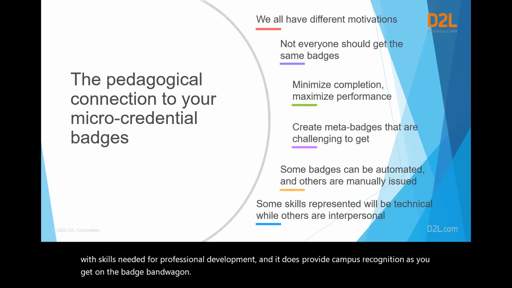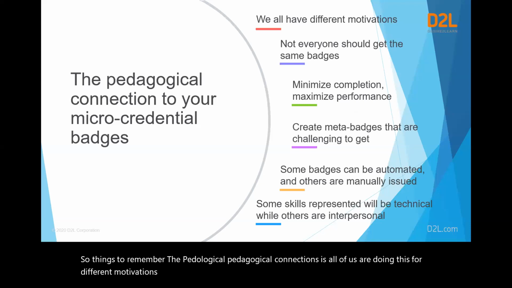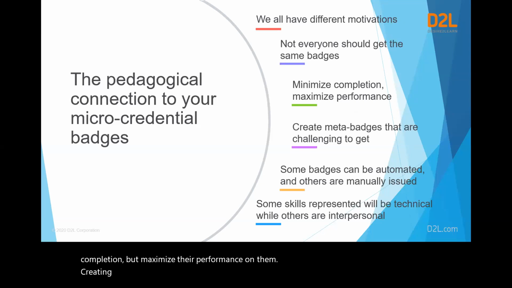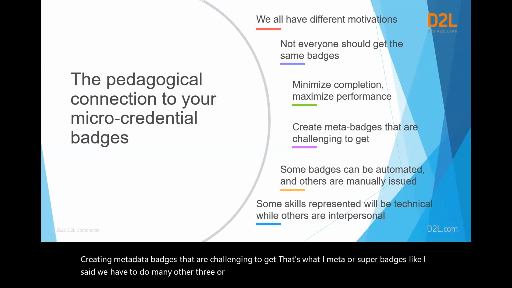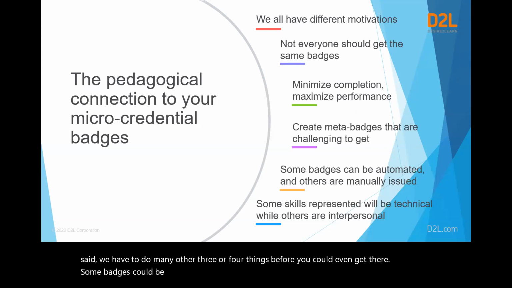So things to remember, the pedagogical connections: all of us are doing this for different motivations, so not everyone should get the same badges. We want to minimize completion, but maximize performance on them. Creating meta badges that are challenging to get. That's what meta or super badges are. Like I said, we have to do many other three or four things before you can even get there. Some badges could be automated. Others need to be manually issued.